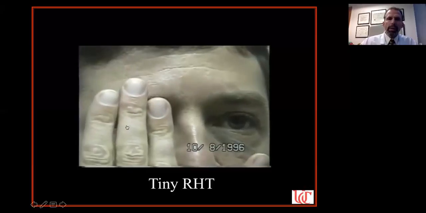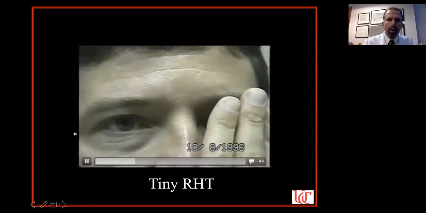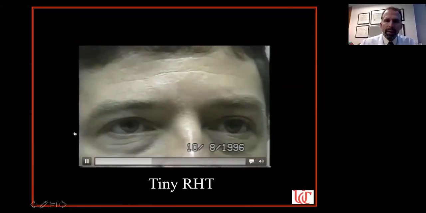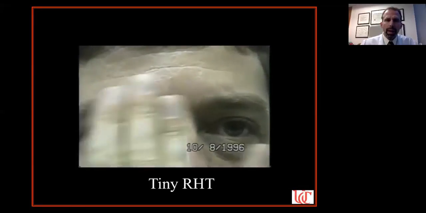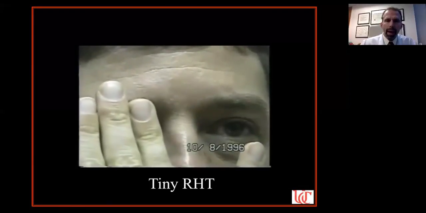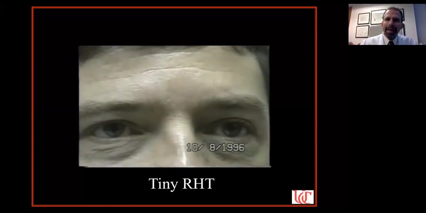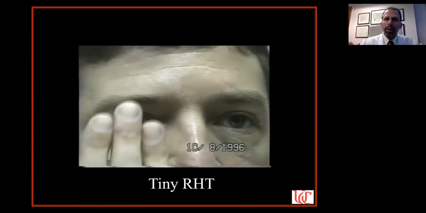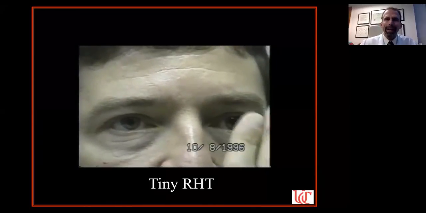Now, of course, you're going to do tests of alignment. In primary position, he's looking at a distant target. He's got a very small right hyper, hard to even see. I'm going to do cross-cover testing to bring it out a little better so you can see it. See that? Eye up, eye down. That may be all you see with a fourth nerve palsy. This is a partial fourth nerve palsy. It's not going to hit you over the head.